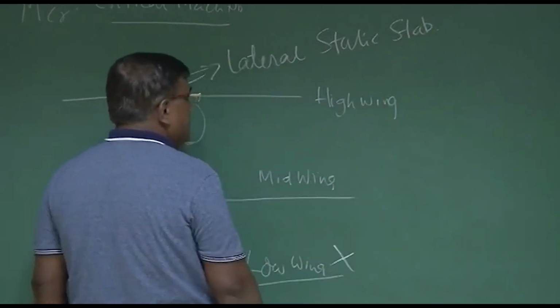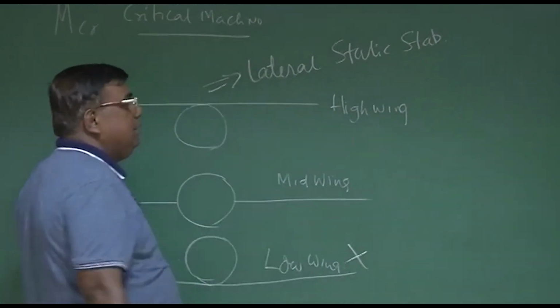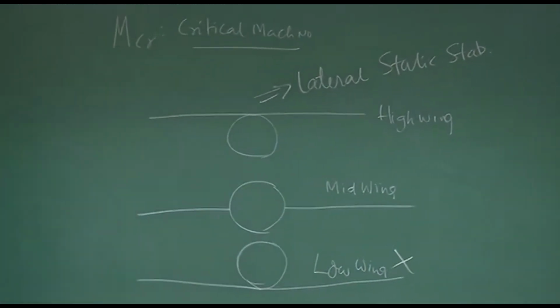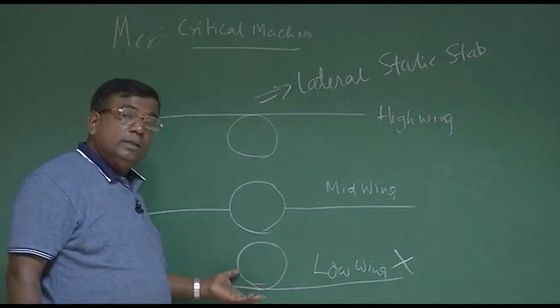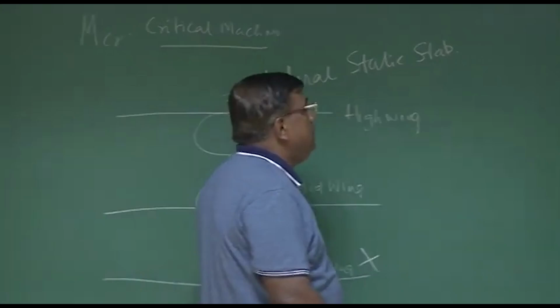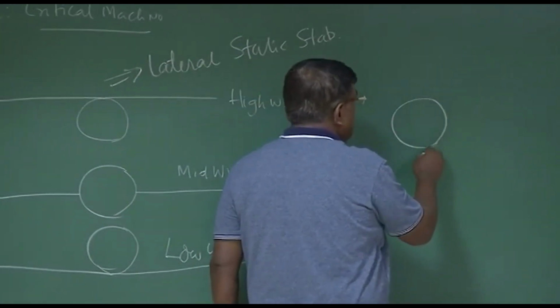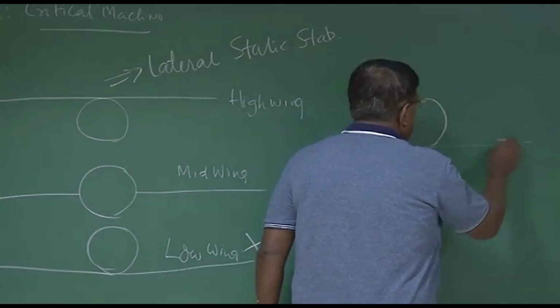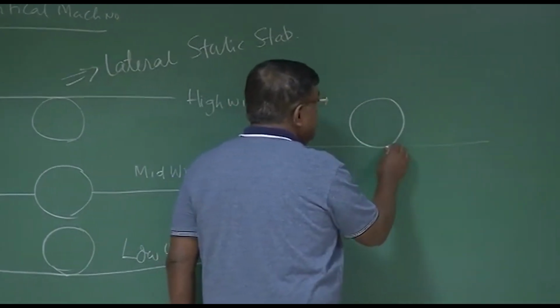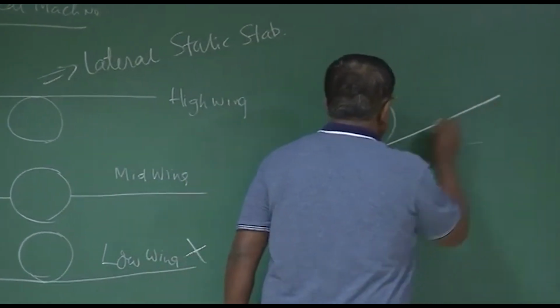This is unstable, and this is mid-wing in between. But suppose there is a compulsion that you have to go for a low wing. So what do you do? What is the option? Option is, okay, no problem. Instead of installing the wing like this, I'll install the wing like this.